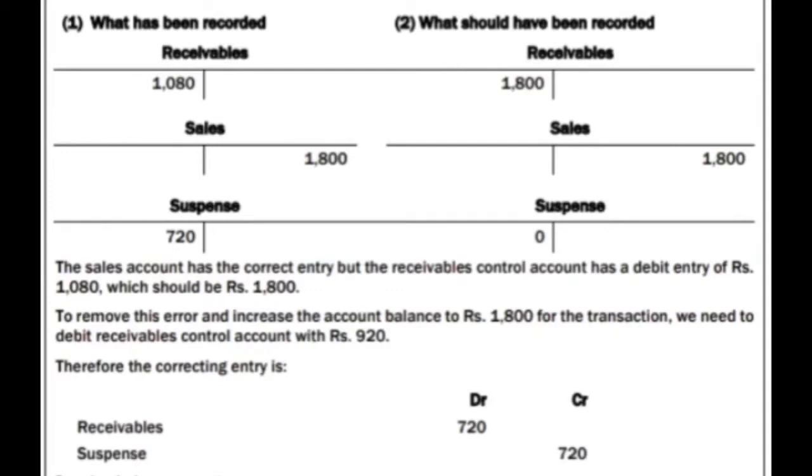So for increasing the receivable, we have to write it on the debit side, and there is nothing to be written on the credit side. If you do not write anything on the credit side, then the trial balance will be out of balance from the credit side by 720. So now it is time to record the suspense account so that the trial balance will be equal from both sides. So the entry shall be receivable debit and suspense account credit.